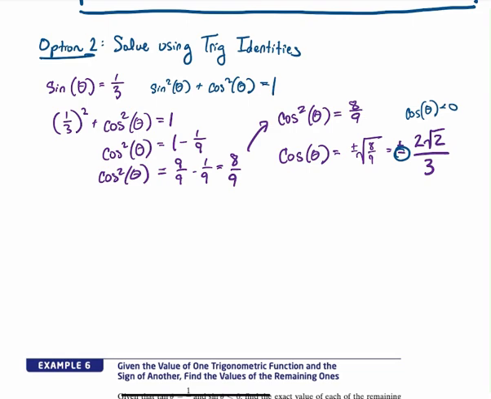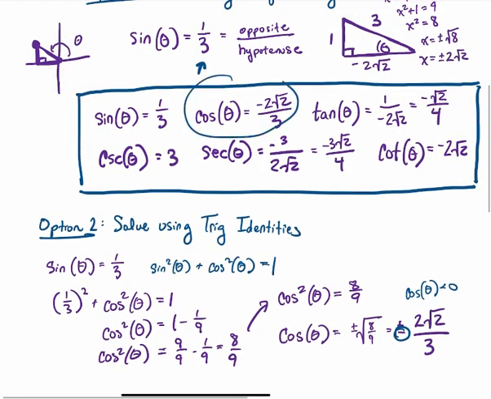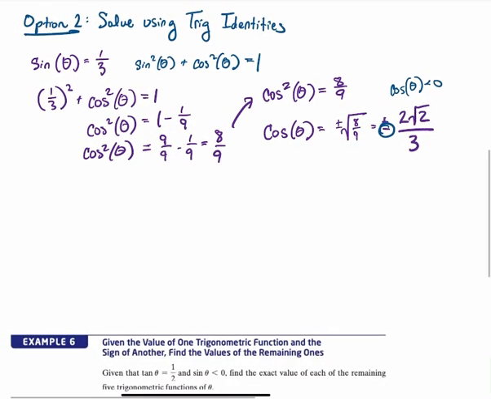So we get that cosine is negative 2 root 2 over 3. Notice that's what we got up here as well. So far we're getting the same results. So now that we know the sine and cosine, we can just use our properties again. So the sine of theta is 1/3.